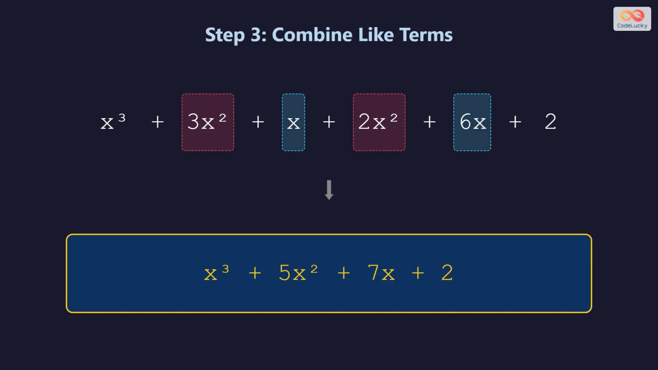The final step is to combine like terms. We have one x cubed term. We combine 3x squared and 2x squared to get 5x squared. We combine x and 6x to get 7x. The constant 2 stays as is. This gives us our final answer.